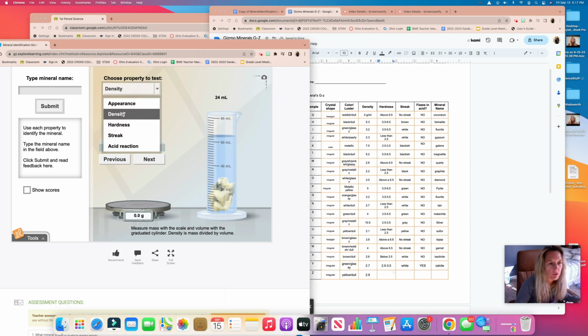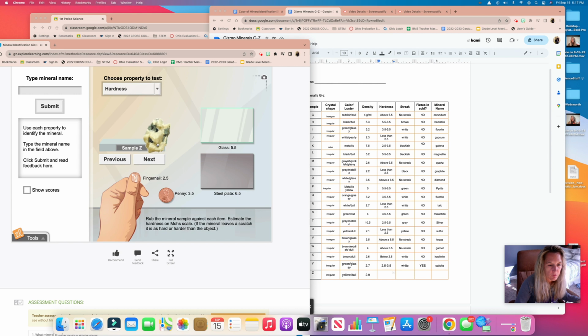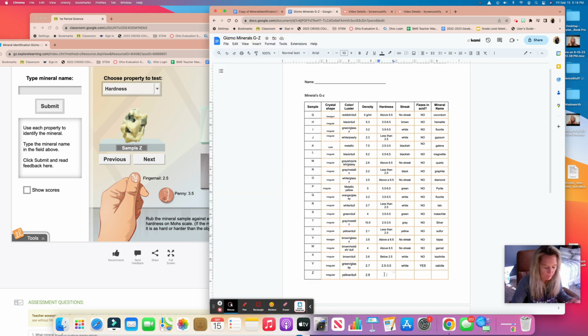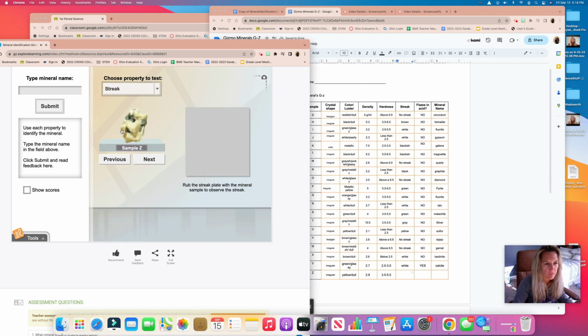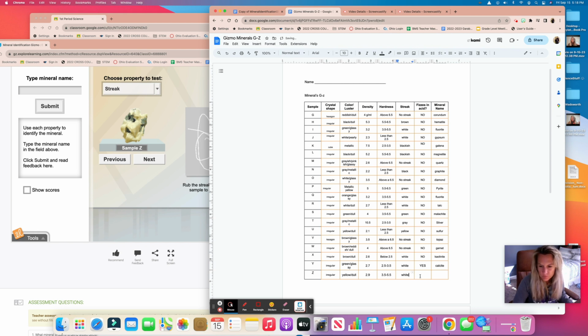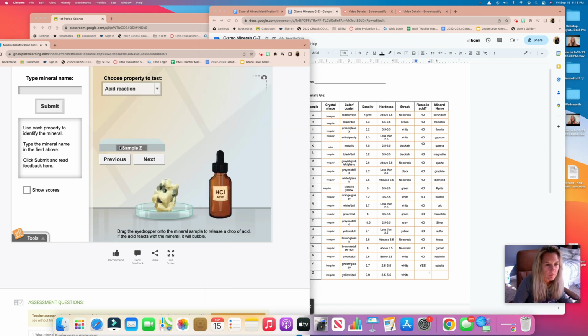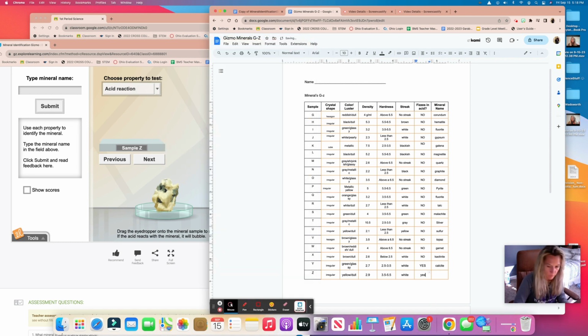All right, let's check the hardness. Fingernail, check. So it's harder than a fingernail, harder than a penny, but it's not scratching the glass. So it has to be between a 3.5 and a 5.5. All right, let's try the streak test. Streak's white. And let's see if it reacts with acid. Ooh, it does. So that's the only other one besides calcite that will react with acid.